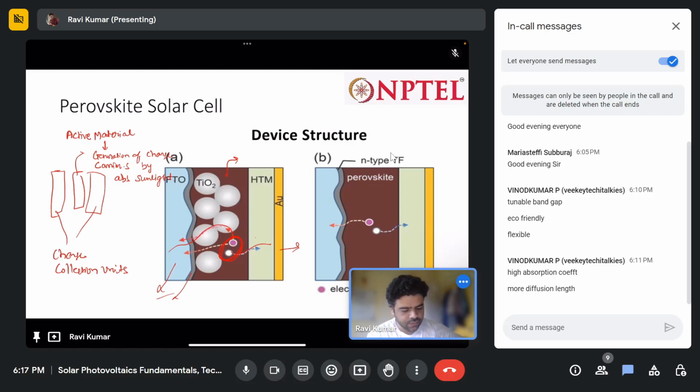Here we don't have TiO2, and here we have it. So it just depends on how we are collecting the charge carriers. The basic principle is that inside this perovskite material, the absorption of light and the generation of charge carriers happen. Other than that, the collection and transport of charge carriers are done with the help of other materials.